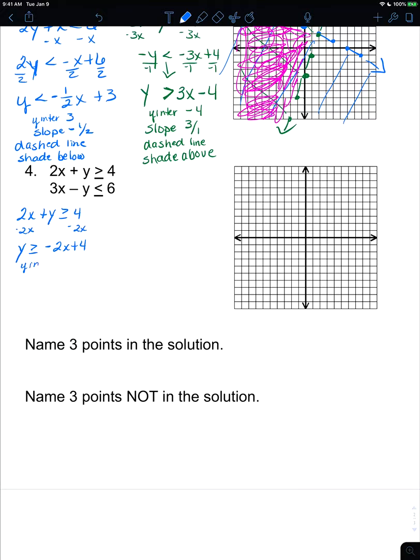That means we've got that y-intercept at 4. Our slope is negative 2, so negative 2 over 1. That will be a solid line because it's also equal to, greater than or equal to, and we're going to shade above the line because it's greater than. So let's draw that one. Solid line through all those points. And it's greater than, so we're shading above.